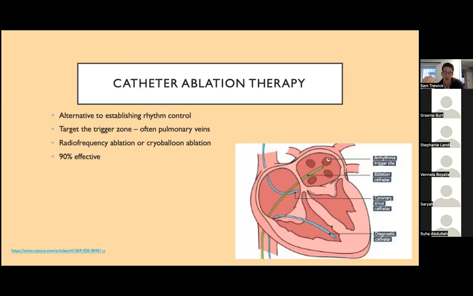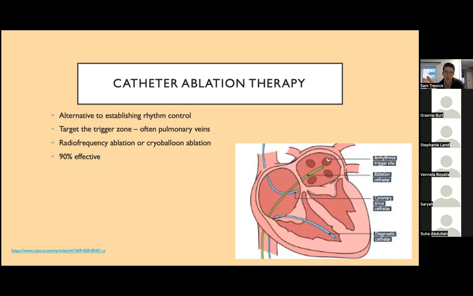How it works is we go through the femoral vein up into the heart, isolate often the trigger zone, which is often the pulmonary veins. And then there's a burning that occurs, ablation, either radio frequency or cryoballoon. And the hope is that will then prevent that spreading of the electrical activity in the atrial fibrillation. And it's found to be about 90% effective.